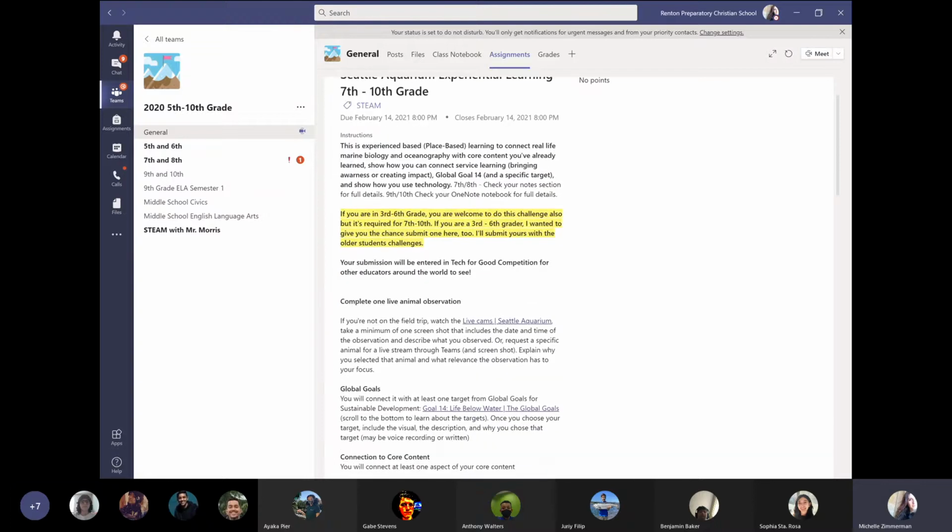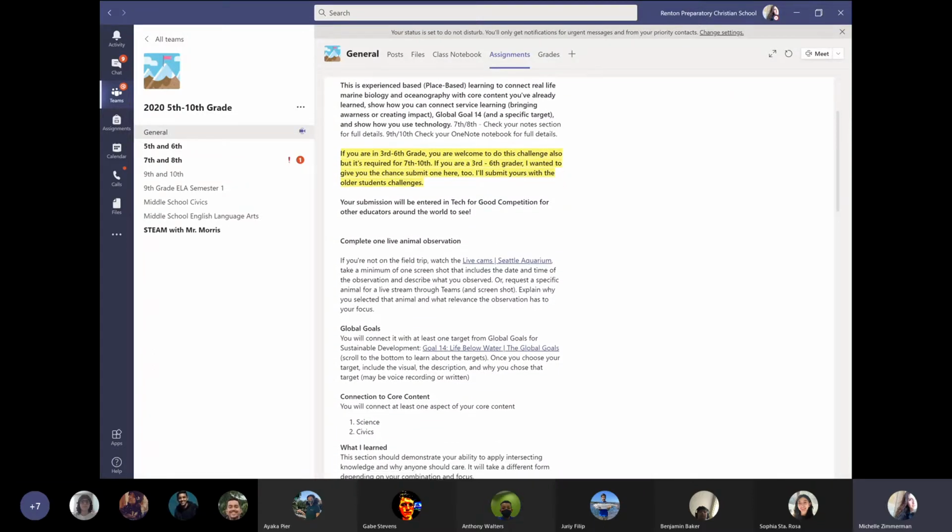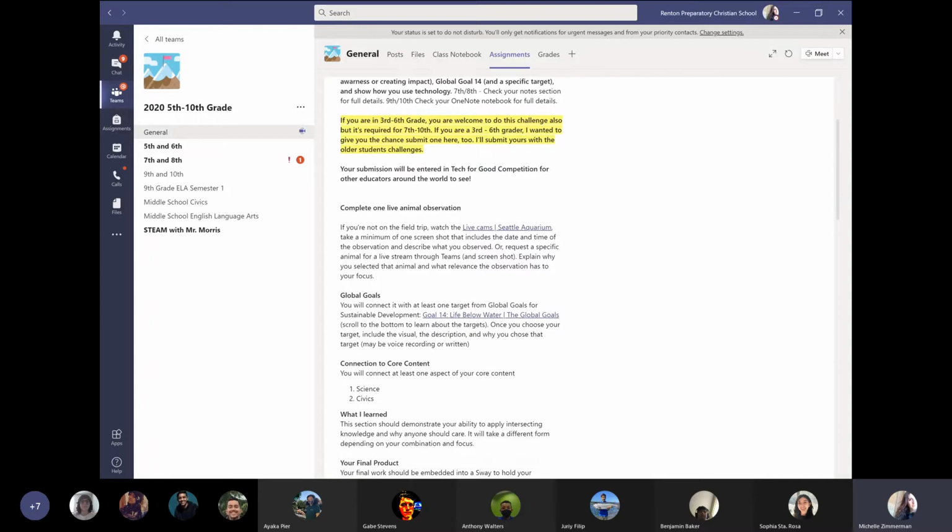I opened this up because I know there are some 3rd through 6th graders who are interested in this challenge also, so they can take the same challenge. That's what the highlighted section is. So I kept it there. I didn't just give it to 7th through 10th graders.